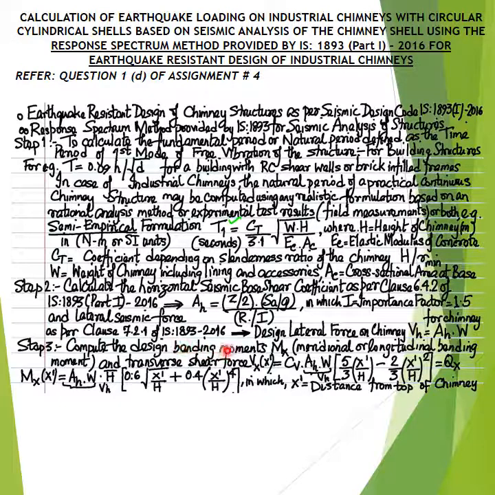Further, as per clause 7.2.1 of IS 1893, the latest 2016 revision, that is the Indian Standard Code of Design Practice for earthquake resistant design of structures, the design lateral force on the industrial chimney structure, denoted as capital V subscript H, may be simply calculated as the product of the horizontal seismic base shear coefficient A subscript H times the weight of the chimney, including the lining and accessories of the chimney.